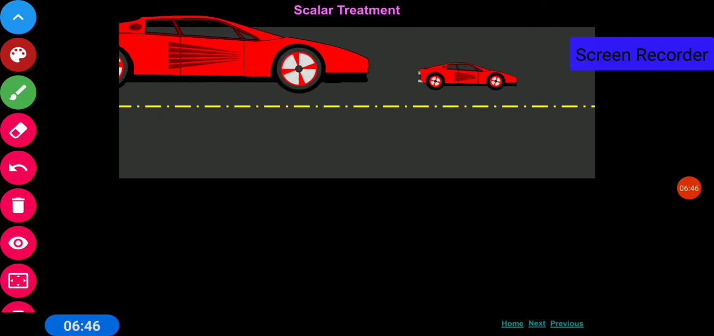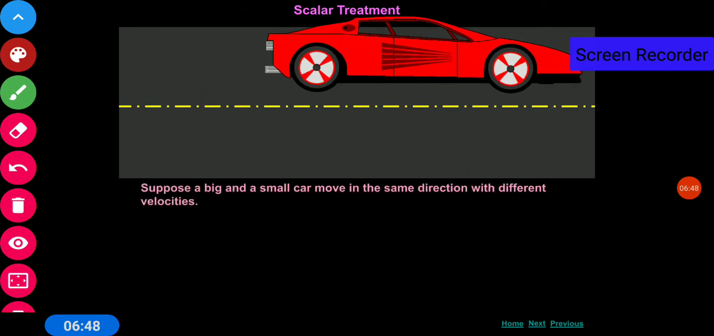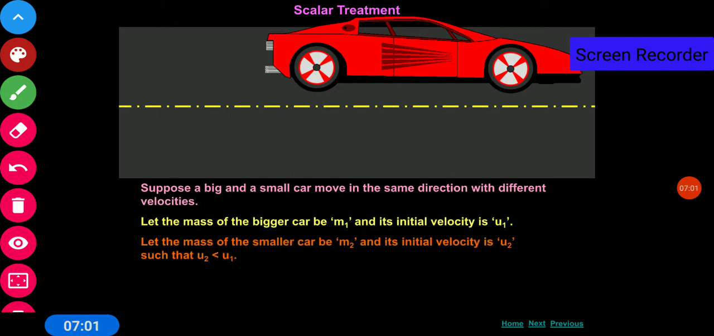Now here the car is hit by another car. Suppose a big car and a small car move in the same direction with different velocities. Let the mass of the bigger car be m1 and its initial velocity be u1. Let the mass of the smaller car be m2 and its initial velocity be u2, such that u2 is less than u1.